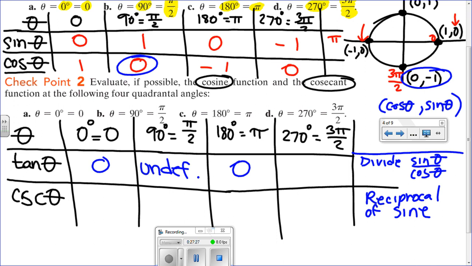What is the cosecant of pi? Oh, I can do that one. All right, I saw Julio first. Cosecant of pi. Undefined. That is true, because the sine is 0. Very good. Okay, what is the tangent of 3 pi over 2?